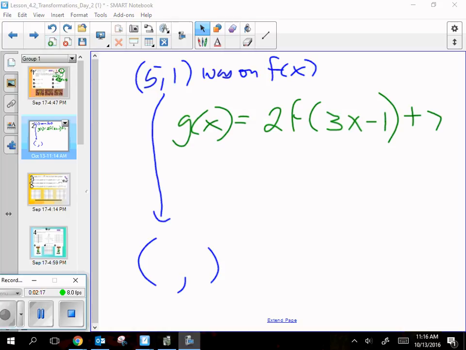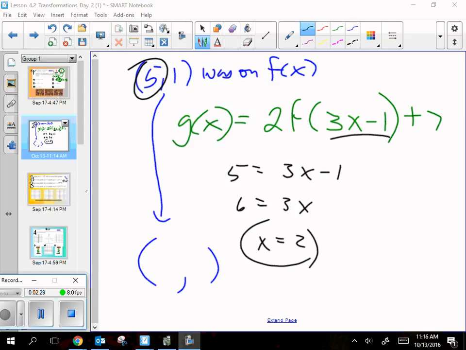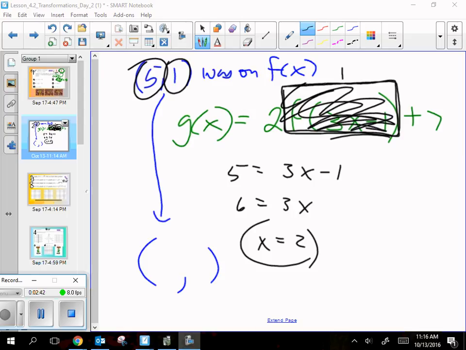You should have said that this 5 here is set equal to this. So 5 equals 3x minus 1, add 1 to both sides, 6 equals 3x, x equals 2. Raise your hand if you had x equal 2. Okay, good. The other part was the 1. The 1 is the y. Where does y go? This whole thing is y. F of x is this whole thing. So that becomes a 1. That's a 1 in there. And now it's 2 times 1 plus 7 makes 9. So it's 2, 9. Raise your hand if you had that one right. Good. So half your assignment for today was going to be those. Come on, you already got those.